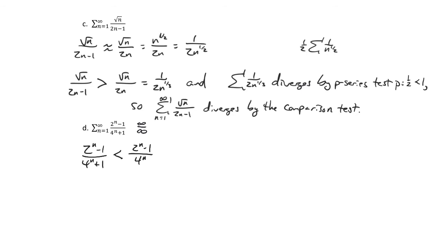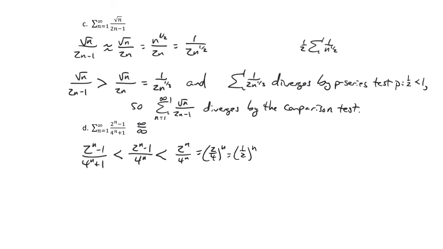Now, on the other hand, if I replace the 2 to the n minus 1 with just 2 to the n, the numerator went from 2 to the n minus 1 to 2 to the n. We left off the minus 1, so the numerator got bigger. If the numerator gets bigger, the whole fraction gets bigger. So we have the same inequality all the way along. Now this simplifies to 2 to the n over 4 to the n, which is just 1/2 to the nth. Okay?